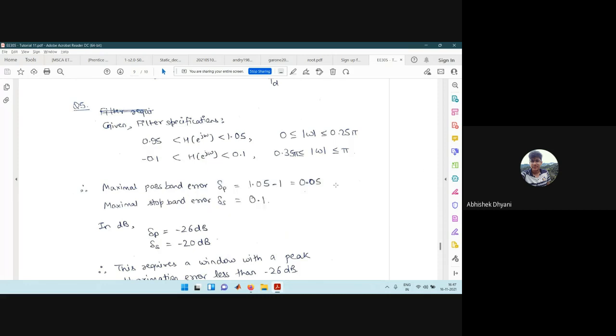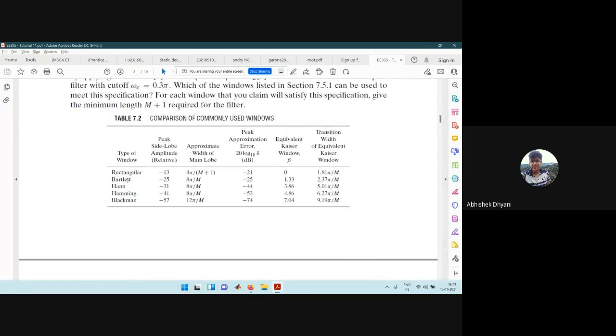Now, in the table that we will see quickly, this one, we have been given a number of windows and we have been asked which one of these windows is suitable for us. And for that, we have been given this peak approximation error, which is in decibels. How do you compute something in decibels? You just take 20 times the log of that quantity. And so basically we have to ensure that the peak approximation error of this matches the desired specifications.